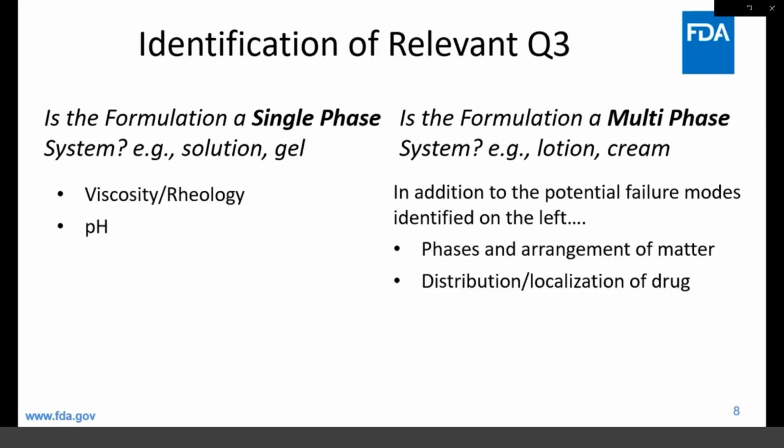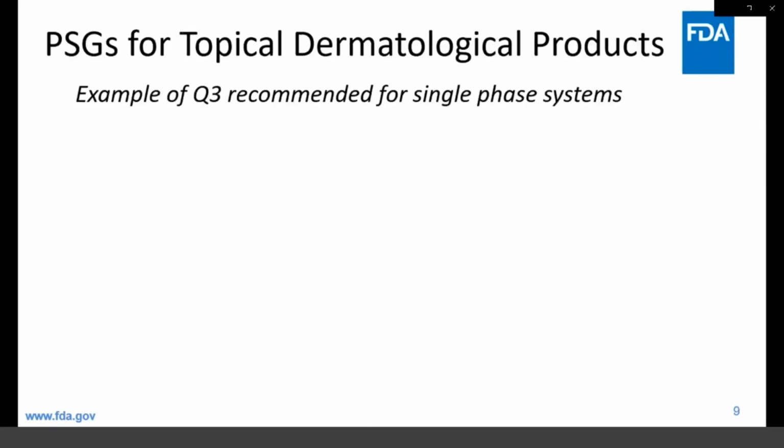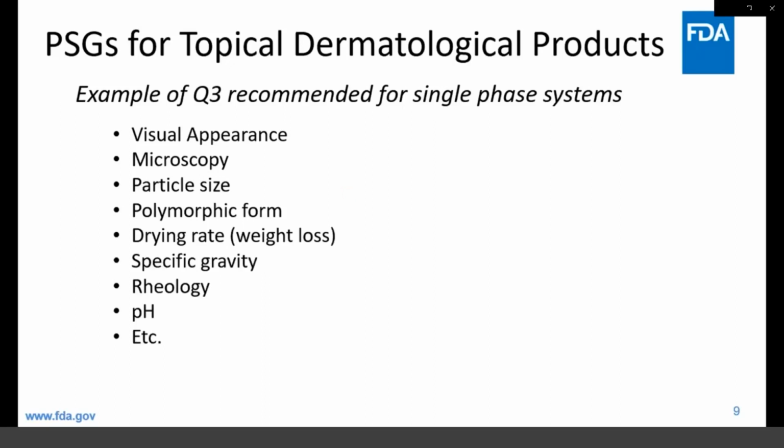So now that we have talked a little bit about how we try to understand what Q3 may be critical for a drug product, what do we typically utilize? Well, this is just an example. For single-phase systems, we start by looking at visual appearance and microscopy data to see if there are any suspended particles. If there are particles, we look at particle size and polymorphic form. We also try to look at drying rate to understand if there are any differences in the rate of metamorphosis of the test product compared to the reference product. We look at density or specific gravity, rheology, and pH, and other relevant Q3 parameters for a given drug product.